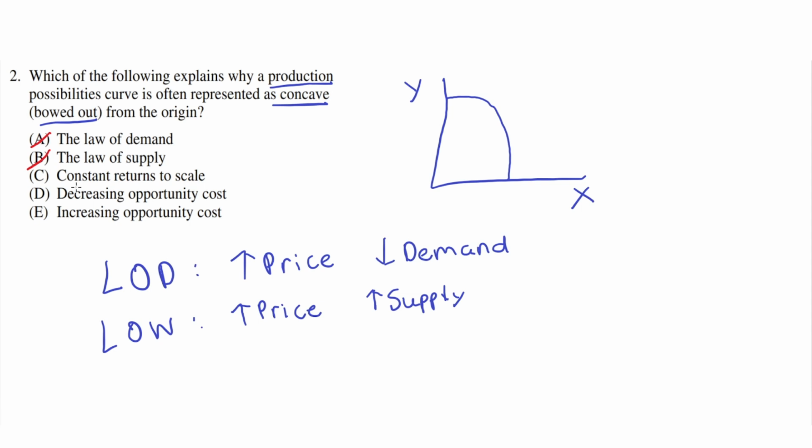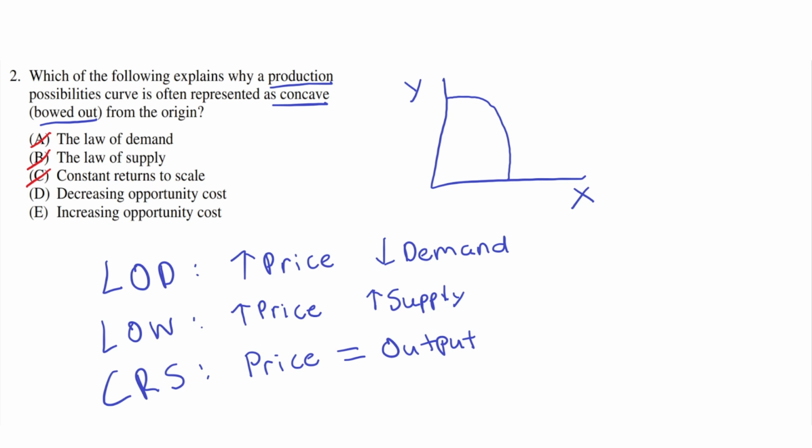So option choice C says constant returns to scale. This is incorrect because constant returns to scale is how the price in investment equals the increase in output from that investment. But this is focused on the price and output, not on the relationship between good y and good x in terms of opportunity cost. Therefore, option choice C is incorrect.